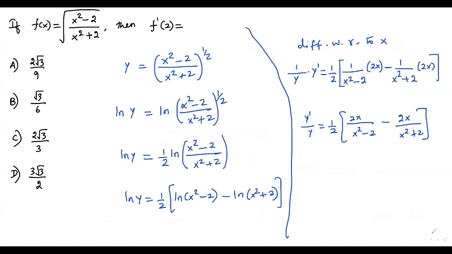Okay, now let's go to the question. We find 2 times square root of 3 over 9 in answer choice A. The correct answer choice for this question is A.